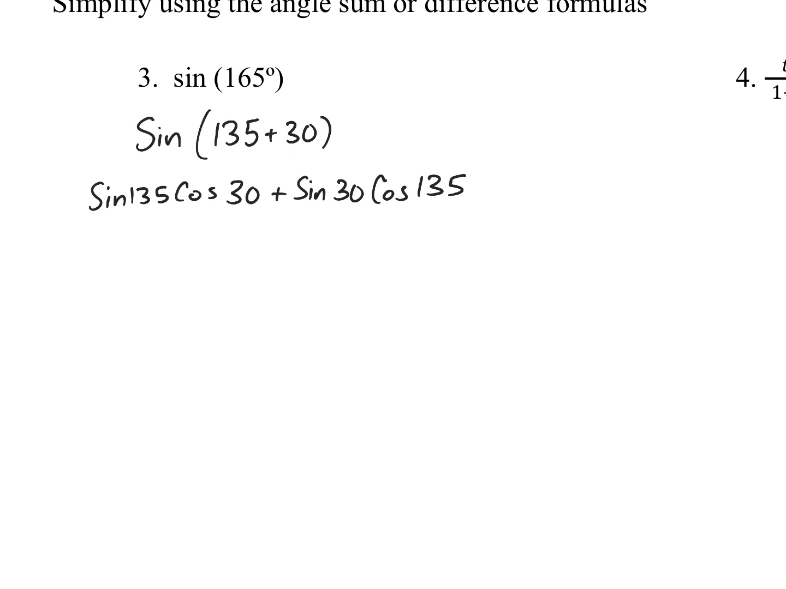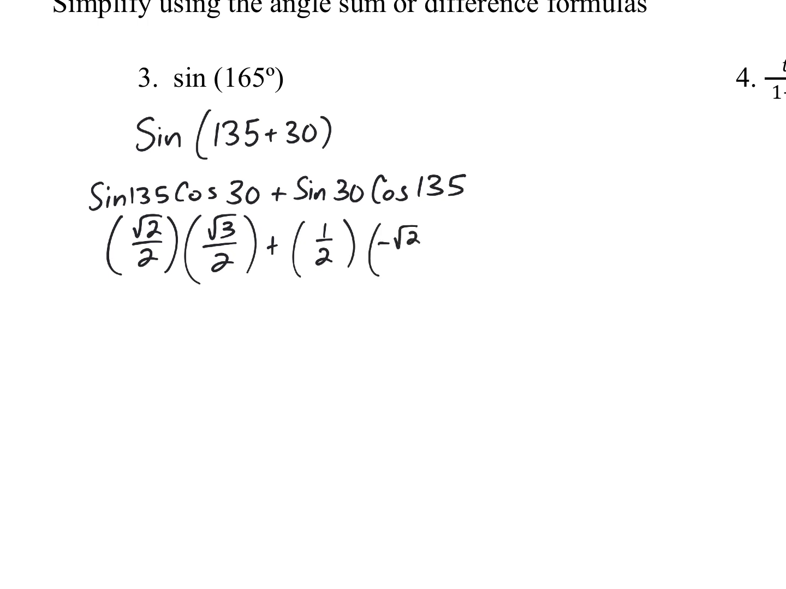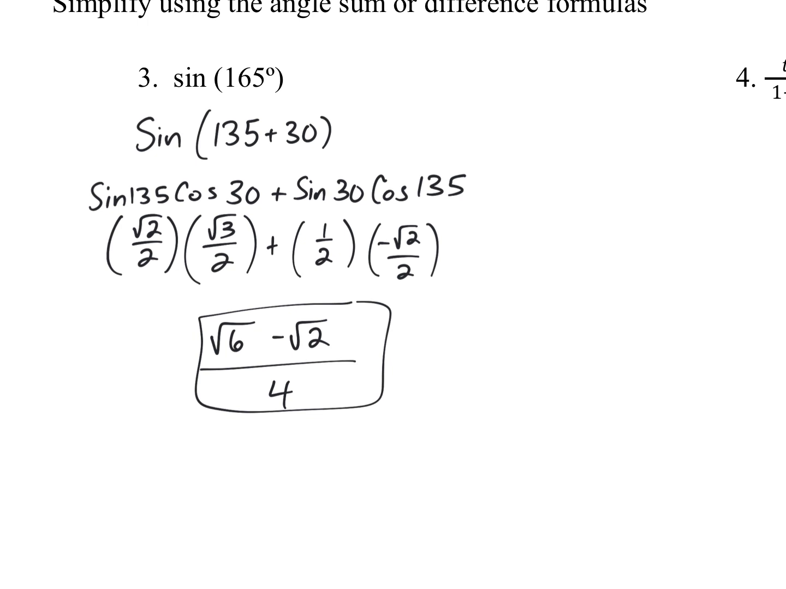The sine of 135, that's a 45-degree reference angle in quadrant 2. Sine is positive there, so we're going to get root 2 over 2. The cosine of 30 is going to get us root 3 over 2, and cosine's positive in the first quadrant. The sine of 30 we know is 1/2, and the cosine of 135 is going to be negative root 2 over 2, because 135 is in the second quadrant, and that's where cosine is negative. So we simplify our fractions here. We're going to get root 6 minus root 2 all over 4, and there is our answer.